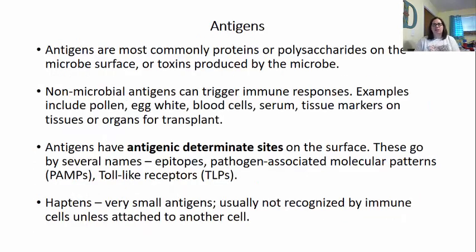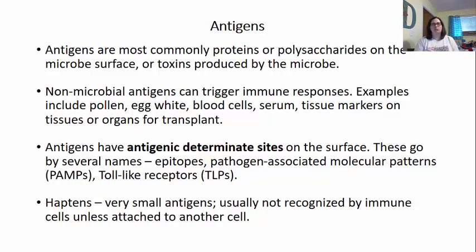So going back to antigens, antigens are most commonly proteins or polysaccharides on the surface of a microbe. However, toxins can also trigger this or be called antigens as well. Non-microbial antigens can also trigger an immune response. Some examples of these are things like pollen, egg whites, or other things that can cause allergies. We also see blood cells or serum can also trigger this if they give you ones that don't match you.